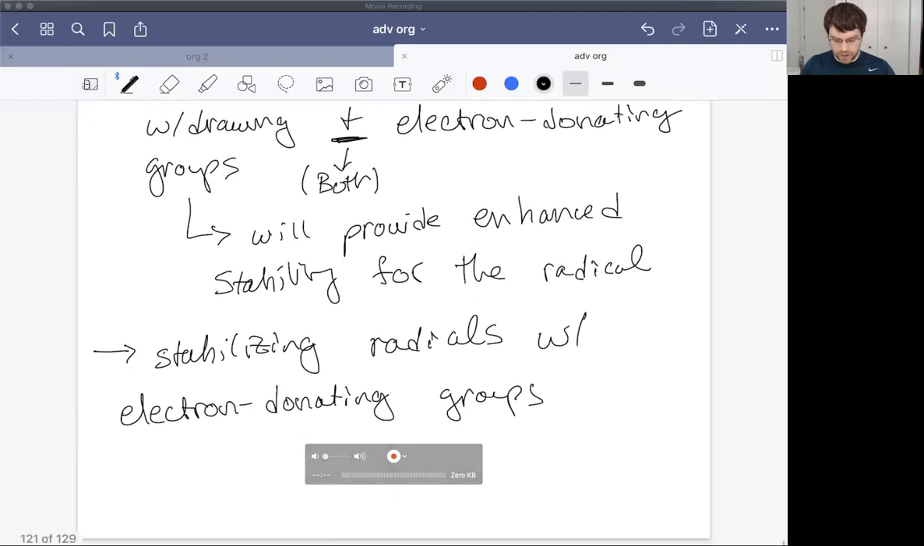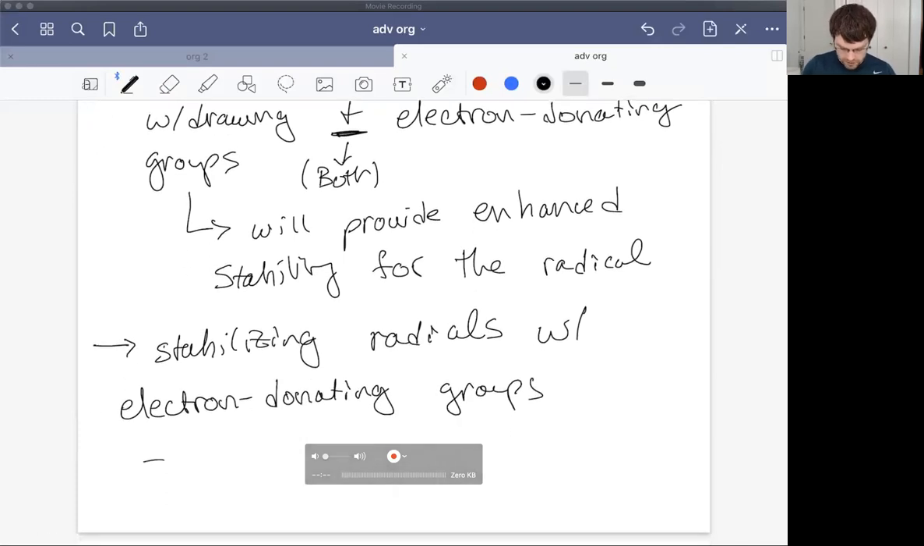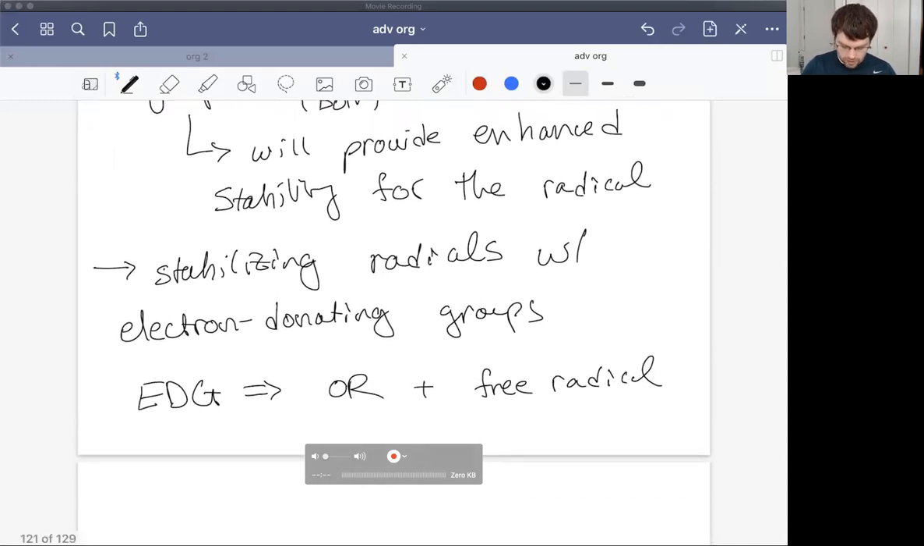So if I have an electron donating group, and let's pick on an oxygen, an OR, and I'm going to attach that to my radical, a free radical. What does that look like? Well, it looks like RO, and now I'm going to put my radical on a carbon atom with two other R groups.